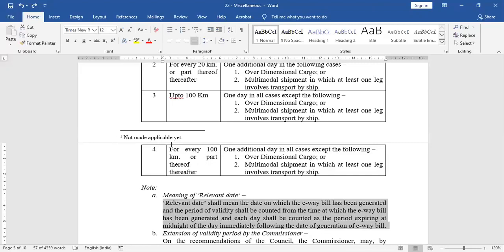Any doubt in understanding how you will count 24 hours? If today I generated the e-way bill, then my first day will lapse tomorrow at 12 night. This is the point. Any problem, you ask. I'm waiting for your reply so that I can proceed further. Kindly read these 4 lines and give me your consent to move forward.